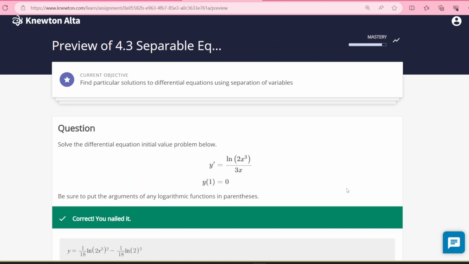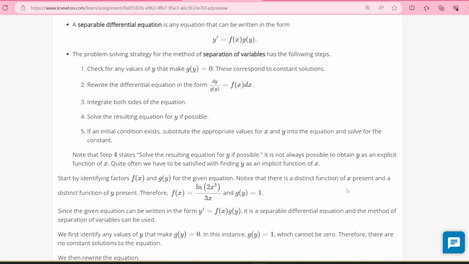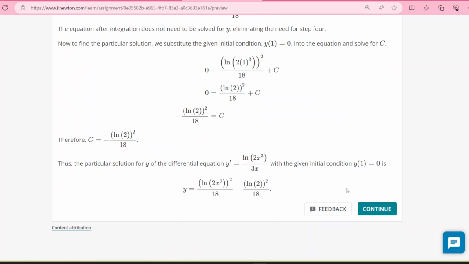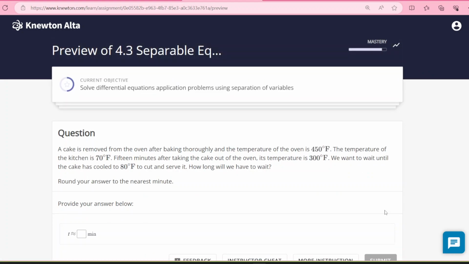Hooray. All right, so the only thing left are those application problems, maybe like Newton's law of cooling, or we saw that one with the antibiotics and stuff, right? Here's another one, this time instead of a pie, it's a cake. But it's still Newton's law of cooling.